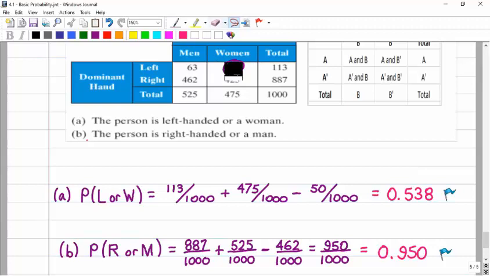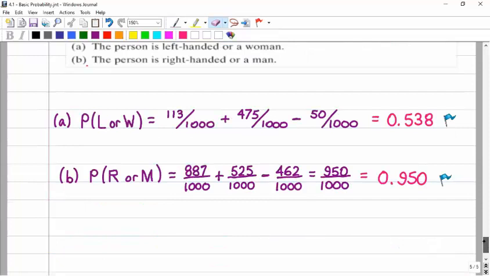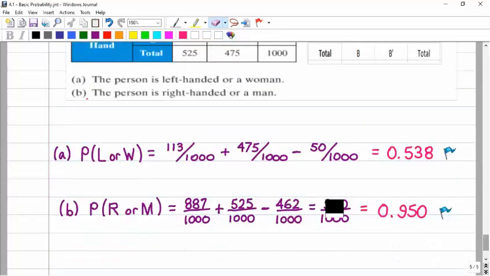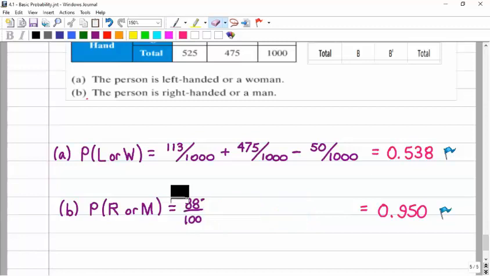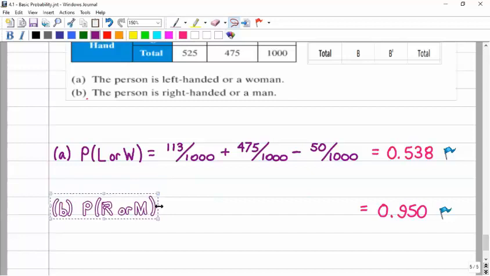All right, that was fun. Let's do the next one. That will be the end of this section. Next one says right-handed or a man. All right, let's see what that's all about.